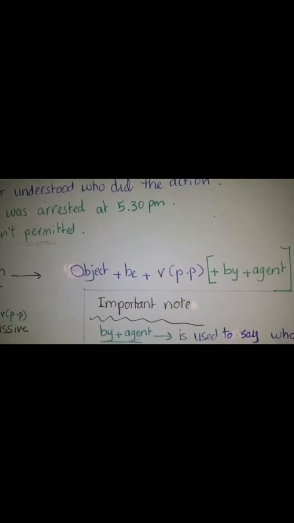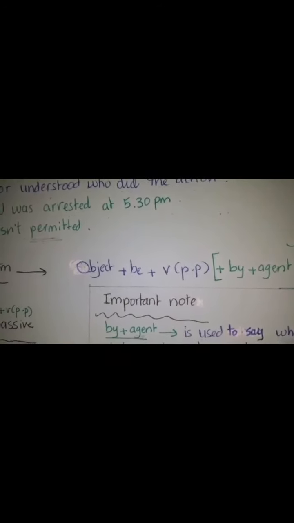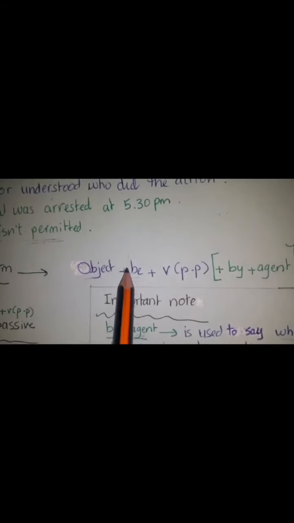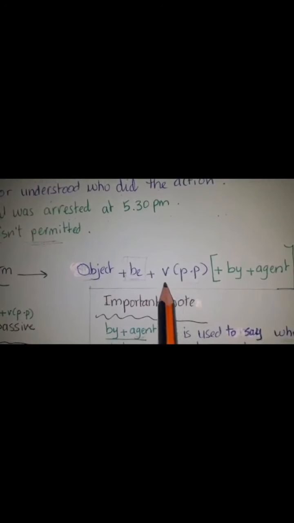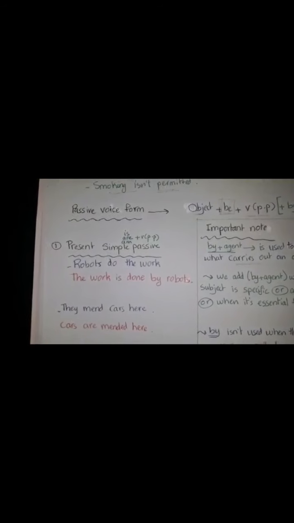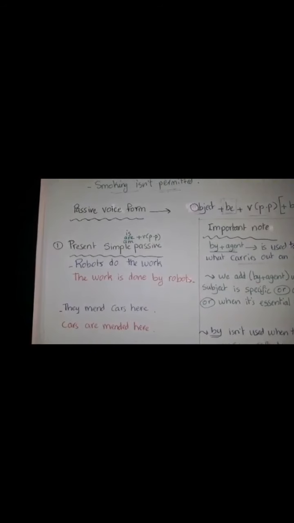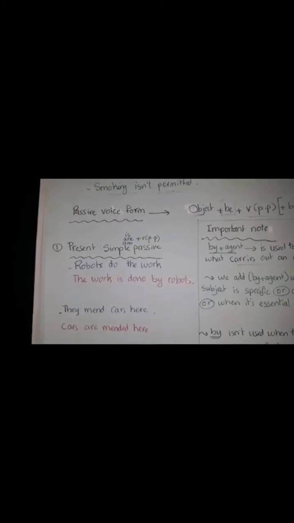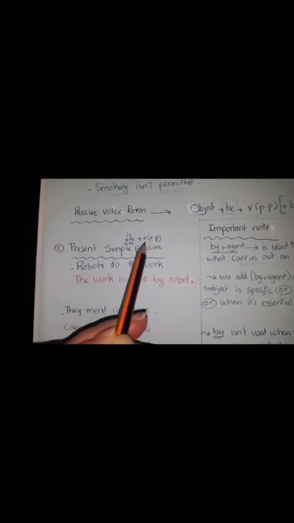Now let's talk about the form of passive sentences. In passive sentences, we are going to use the object, be (the verb to be), and the past participle form of the verb, and sometimes we're going to use "by" plus the agent. Now let's talk about the present simple passive. This is number 1. The rule of the present simple passive is: is, are, am with the past participle form of the verb, because each time we're going to use the verb to be. In the present simple passive: is, are, am.